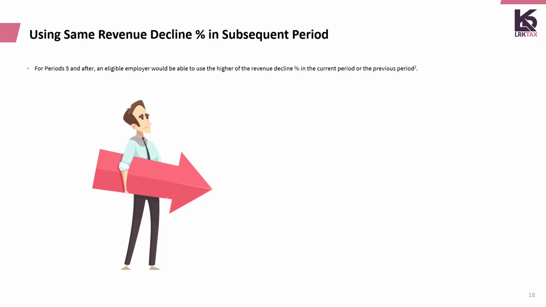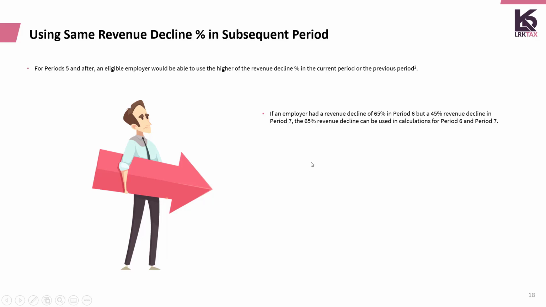So in this particular case, with the new CEWS legislation, there's actually an improved mechanism in place. So what it does is that for periods 5 and after, you would basically be able to use the higher of the revenue decline percentage in the current period or in the previous period. So let's just say arbitrarily I use period 6, right? So in period 6, I had a revenue decline of 65% and a 45% decline in period 7. What this new rule allows me to do is basically use the 65% revenue decline for both periods 6 and 7.